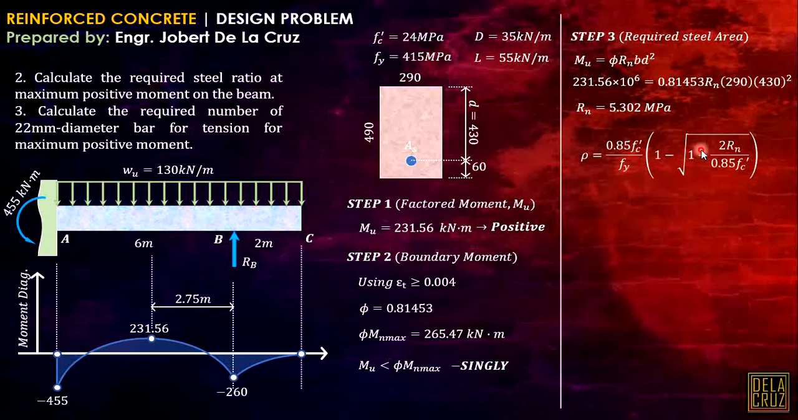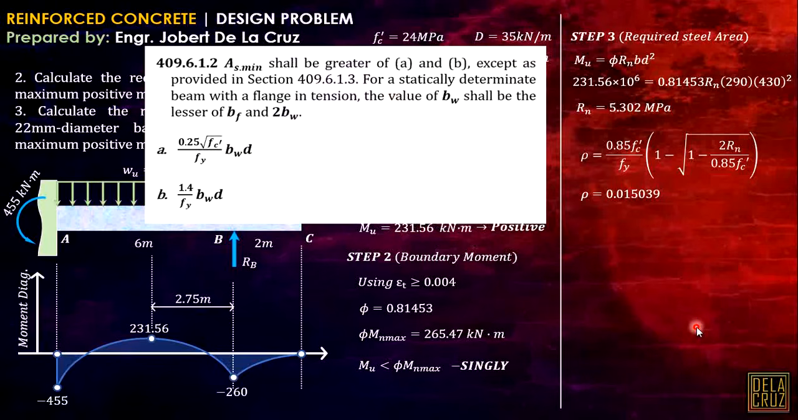Next, using this formula, okay, we derive this. We have that Rn. Okay, direct substitution and that will be that value. Okay? Now, actually, yung hinahanap sa number 2 is required steel ratio. So, it can be the answer. But, in the code, we should pass this criterion. Okay? Sinabi sa code, As minimum shall be the greater of a and b. Okay? So, disregard muna yung statement dito sa ibaba because that is for T-beams. Okay? So, ito lang.